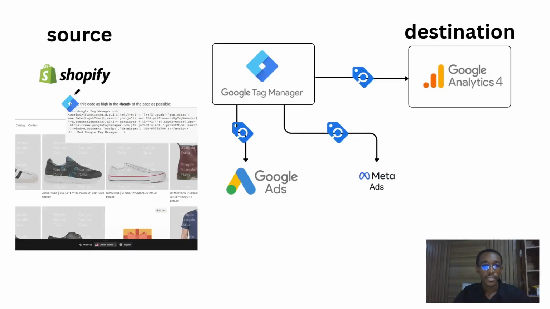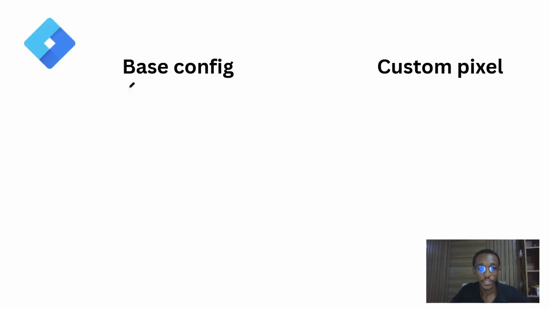So that simple process of inserting your snippet inside your Shopify store and adding tags to Google Tag Manager is what allows Google Tag Manager to both receive events and send events to various destinations. When setting up tracking for Shopify, you have your base configuration, which is what we just did in the header tag. That is your base configuration.